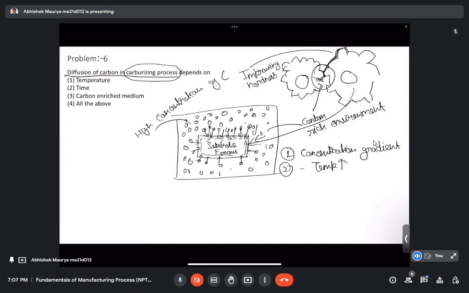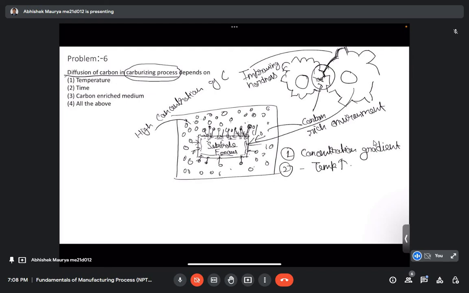So we increase the temperature. If the temperature is higher, then the process will become faster. Why will the process become faster? High temperature means the atoms are moving faster. If atoms are moving faster, more atoms will come onto the substrate per unit time. So high temperature means more atoms are striking the substrate material per unit time. Therefore, the diffusion will become faster.